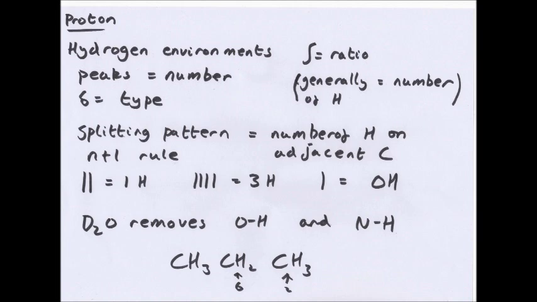Now, as you can see here, I've done 2 lines equals 1 hydrogen, 4 equals 3. Now the other thing is, if you get a singlet, 1 peak, it means there are no hydrogens, not a hydroxide group, but 0 hydrogens on the adjacent carbons.